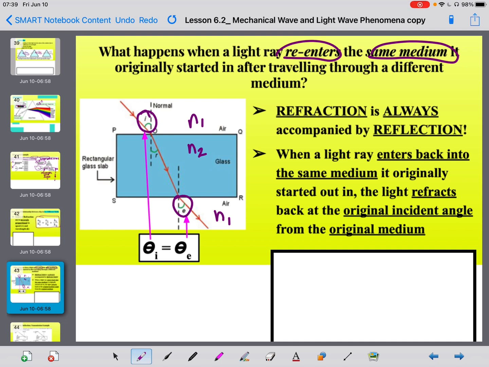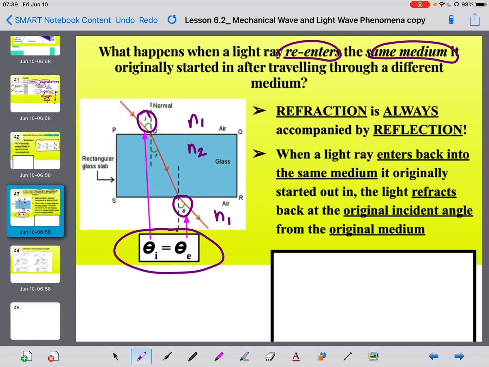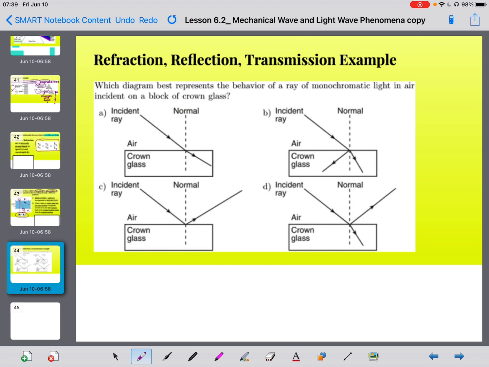We know that angle i is going to be different compared to angle r because that's my refracted angle. But the idea is that the angle you started out with, your incident angle, is going to be the same as your angle coming out because you are going back into the same medium. Okay, so let's talk about transmission, reflection, and refraction.